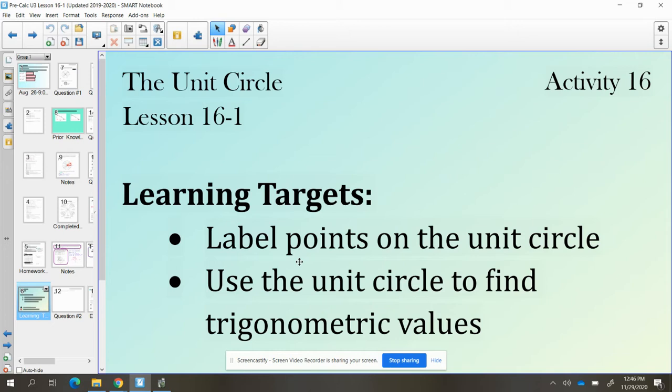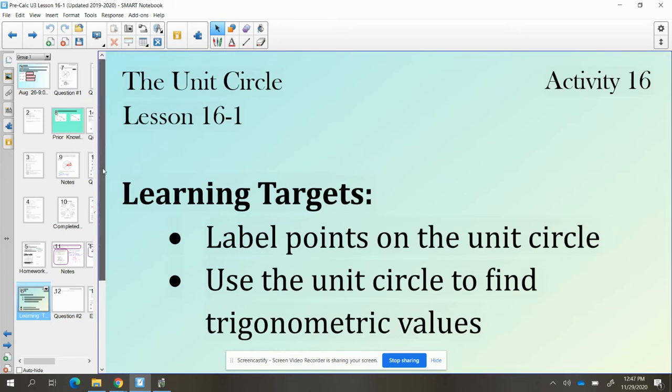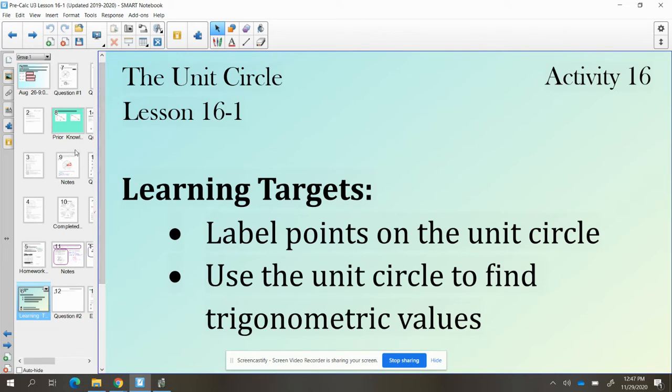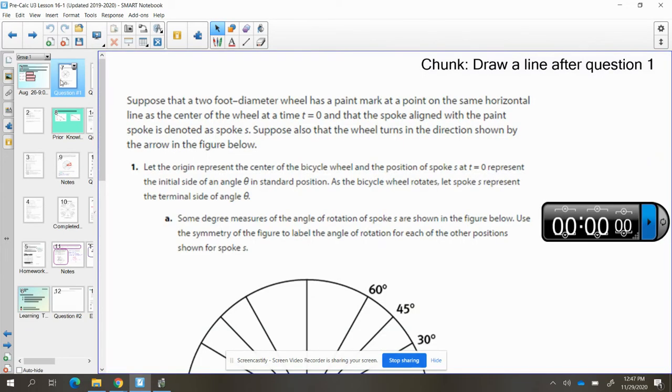This is found on page 213 in your Springboard books, and we're going to look at labeling the points on the unit circle and using the unit circle to find some trig values.